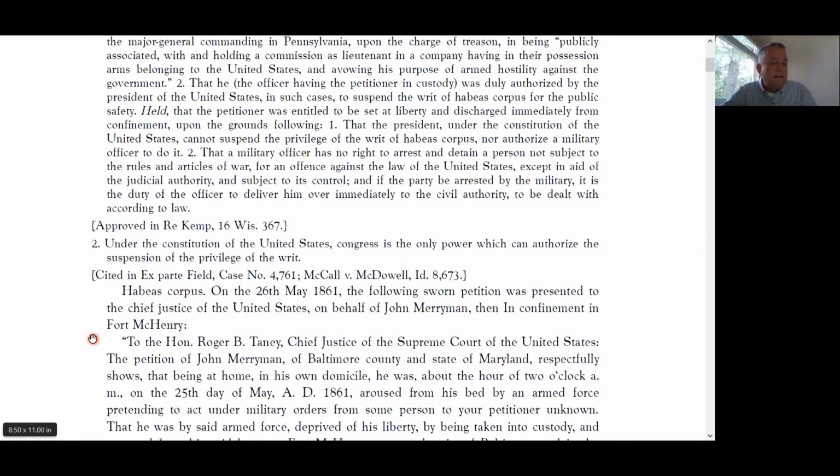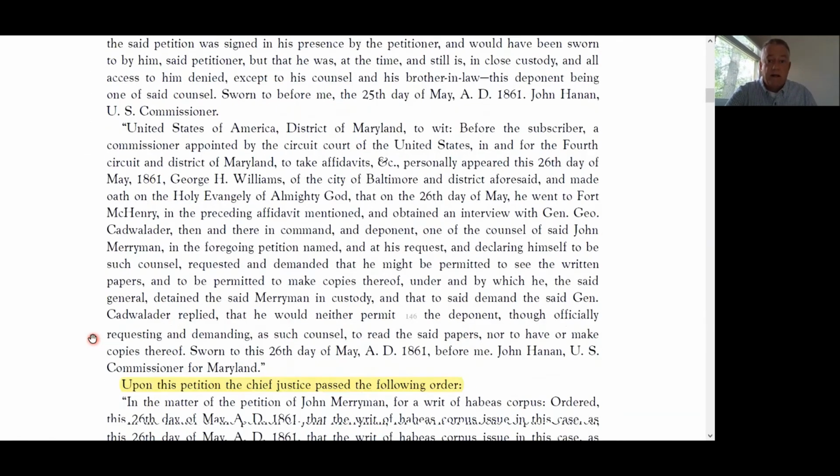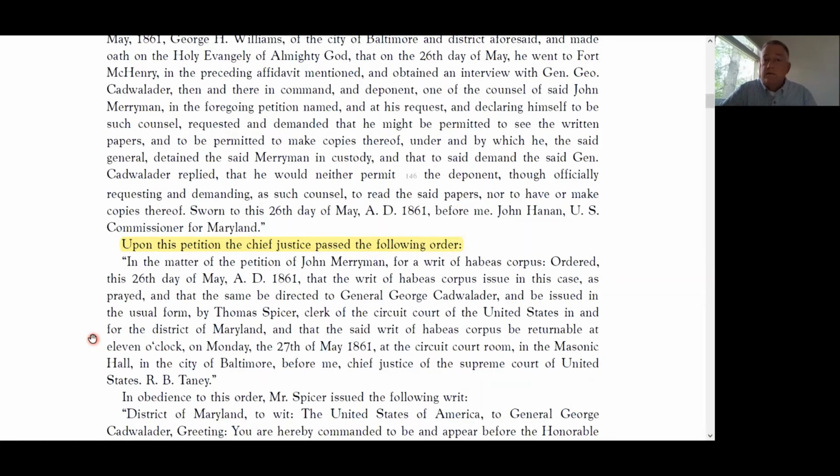And so, in a sense, this isn't really a Supreme Court case, but it is a case decided by the Chief Justice of the United States, acting in his capacity as a federal circuit judge. So it has that interesting context to it. Now, Roger Taney gets a hold of the writ of habeas corpus. And it's fair to say Taney is just entirely skeptical of all of this.